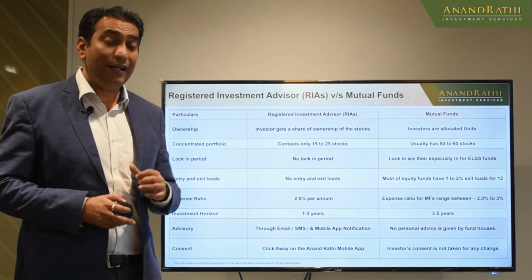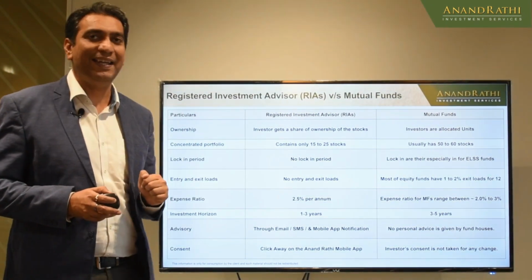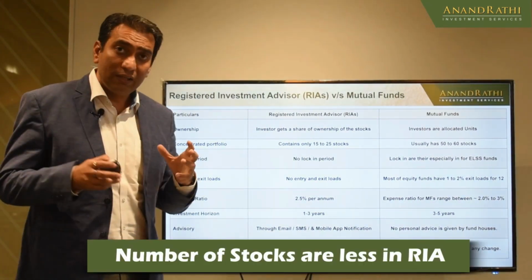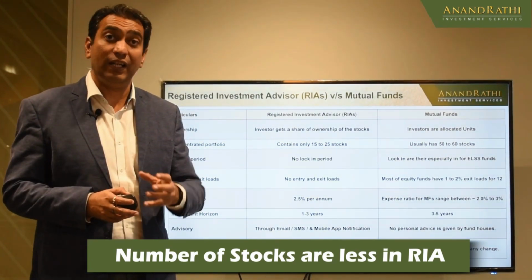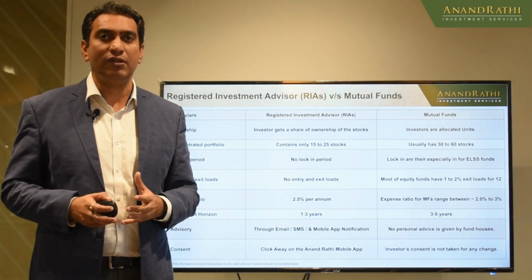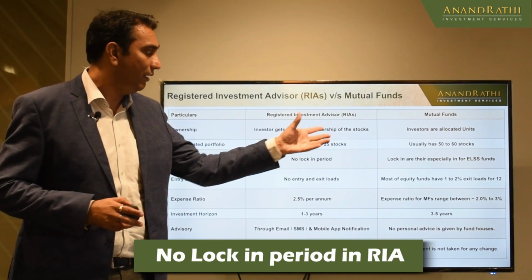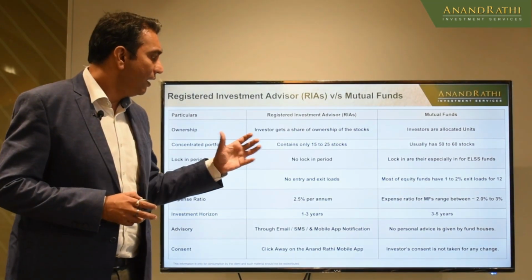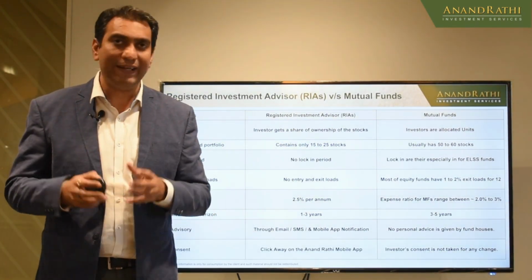Now we'll understand some of the bigger differences between a mutual fund and an RIA. There are many differences, but I'll share a few. The number of stocks is very small in a RIA, between 15 to 25, whereas a mutual fund contains 50 or a little more stocks in a folio. There is no lock-in period, whereas in some of the ELSS funds in mutual funds there is a lock-in period. No entry and exit loads, whereas in some cases of mutual funds we have exit loads.